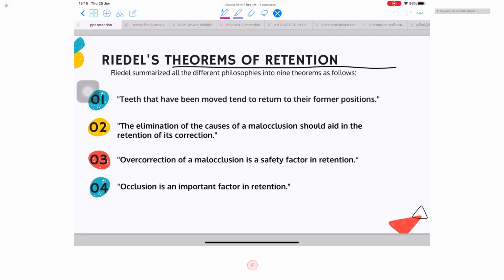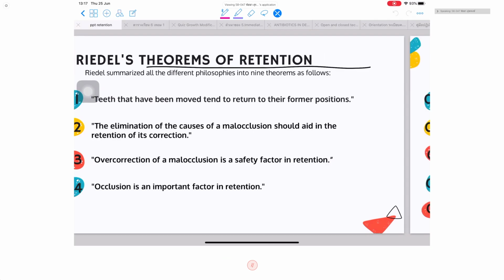Theorem 4. Occlusion is an important factor in retention. Proper occlusion is a potent factor in holding teeth in their corrected position. Proper interdigitation in post-treatment occlusion is important from the standpoint of stability.